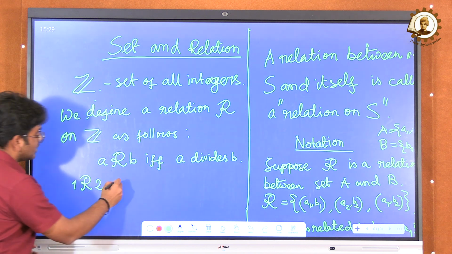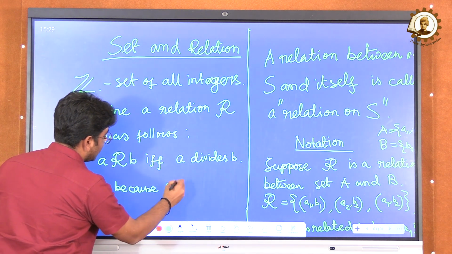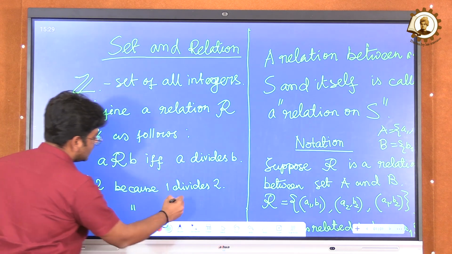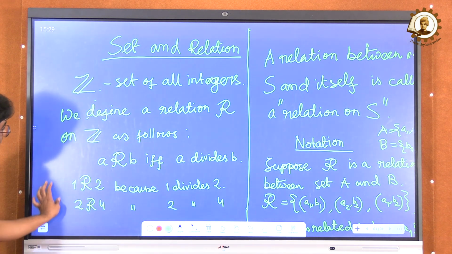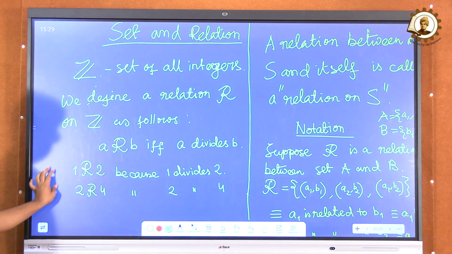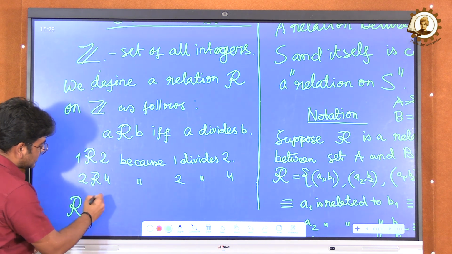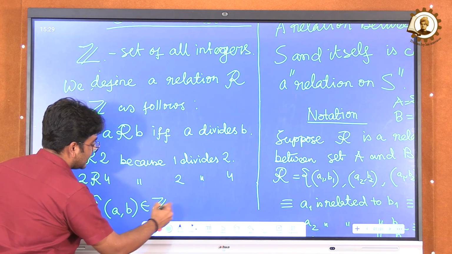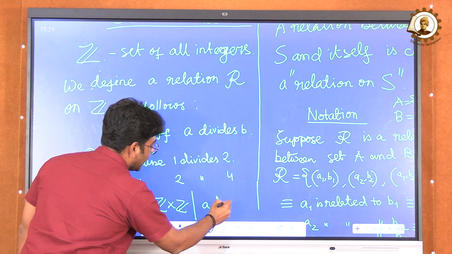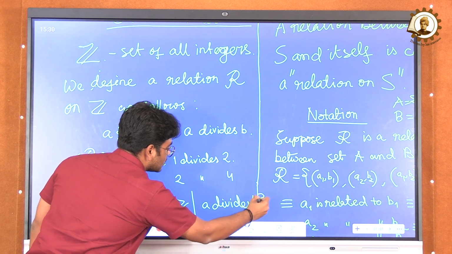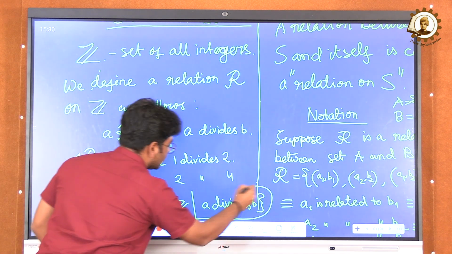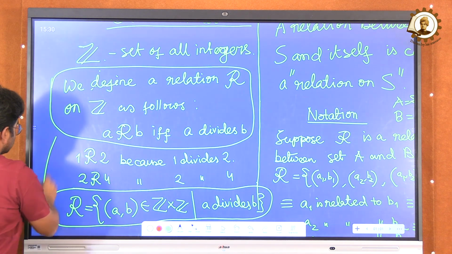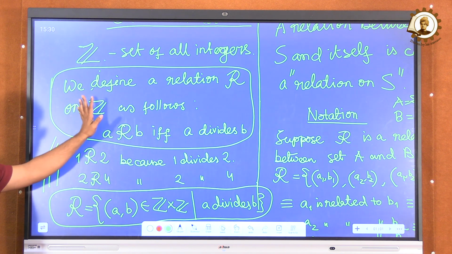Why? Because 1 divides 2. Similarly, 2 is related to 4 because 2 divides 4. In other words, we can describe this relation in another way. We can write R as the set of pairs (A, B) belonging to Z cross Z such that A divides B. So these two definitions of R are equivalent.